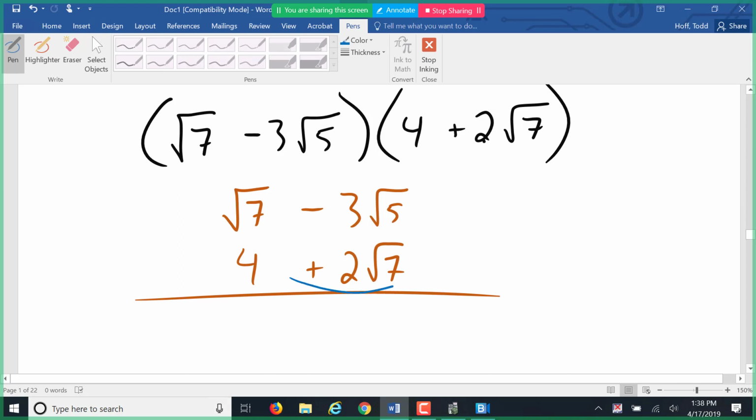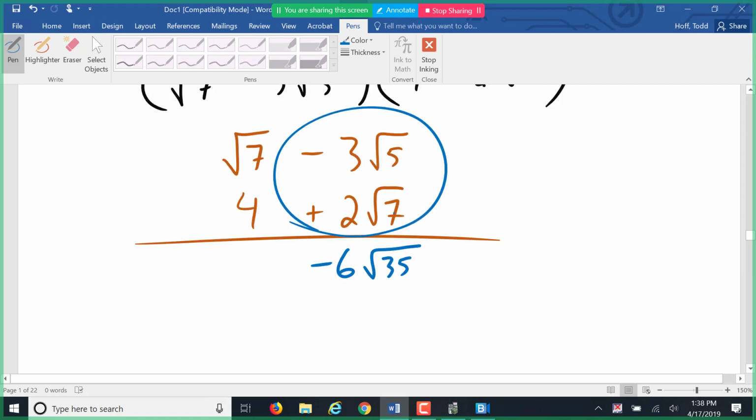I start out multiplying these two. I'll do the counts. 2 times negative 3 is negative 6. Square root of 5 times square root of 7. 5 times 7 is 35. So it's negative 6 times the square root of 35. Square root of 35 cannot be reduced.